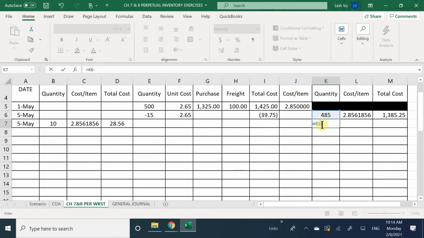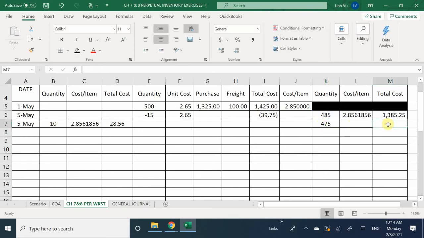So if I had 485 and I sold 10 mugs, how much should I have left? 475, okay? And same thing here, what's my total cost going to be?